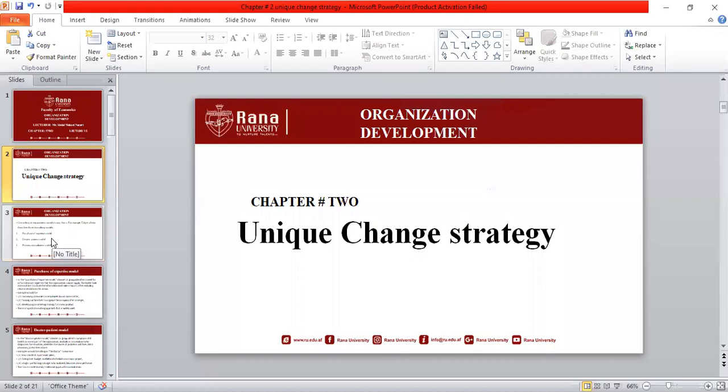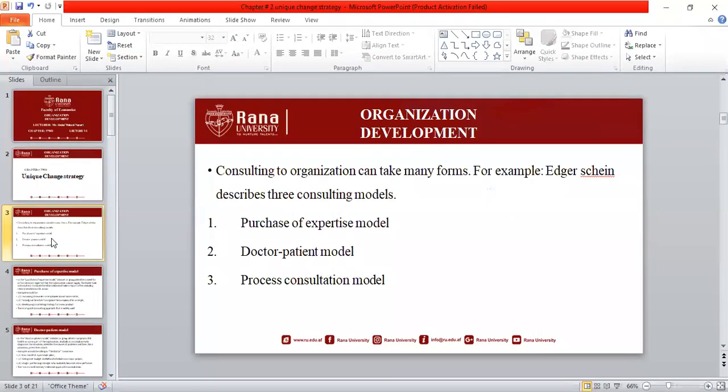Consultant organization can take many forms. For example, Eager change describes three consultant models. Any practitioner, any expert, he or she will utilize these three models. Whether he will use the purchase of expertise model, the doctor-patient model, or the process consultation model.